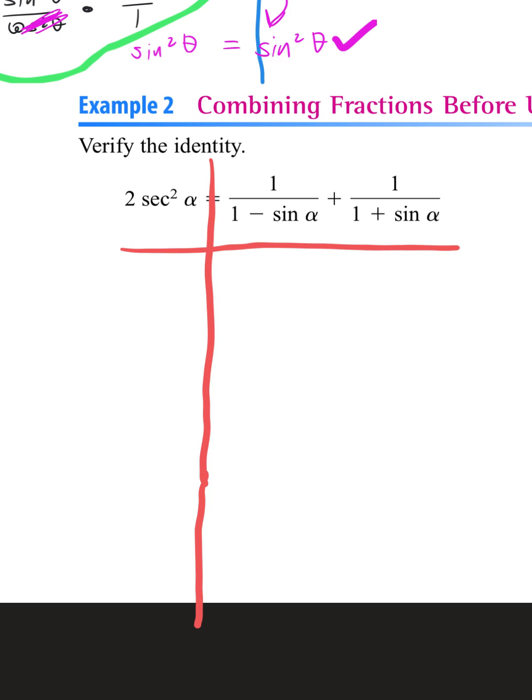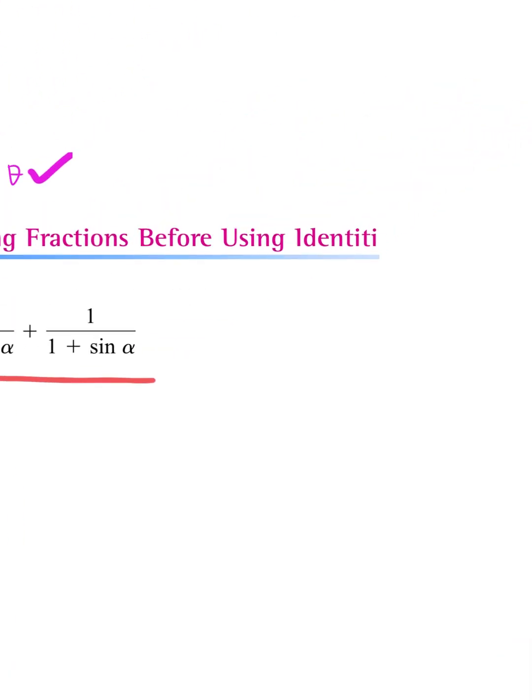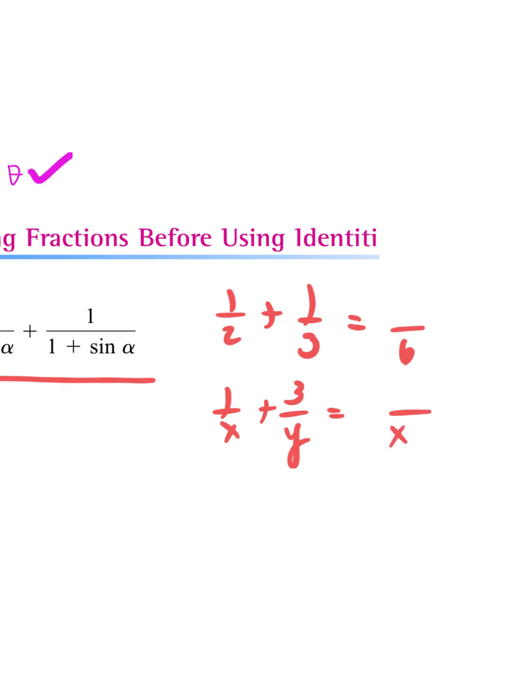All right, which side looks more complicated? The right, for sure. Now think algebraically, guys, what are we looking at? We're looking at two fractions, and we're adding them. So think. I have 1/2 plus 1/3. What's my common denominator? 6. I have 1 over x plus 3 over y. What's my common denominator? xy. How'd you get that? You multiplied them. How'd you get 2 times 3 is 6?